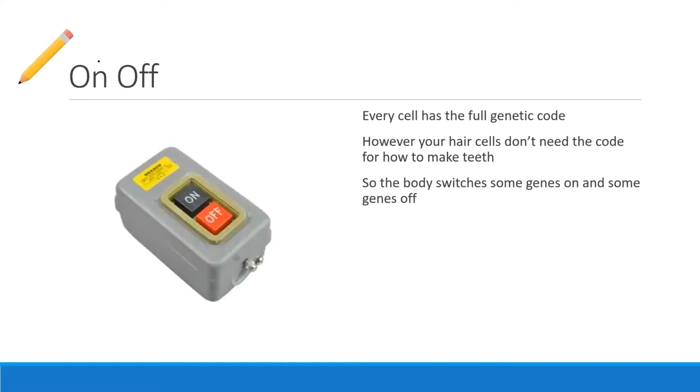Last but not least, I said that cells obviously don't read the whole genetic code, they only read the parts that they're interested in. Hair cells are only going to read the parts of the code that talk about hair. Skin cells are going to read the parts of the code that talk about skin. Blood cells are going to read the parts of the DNA about blood. Ultimately we switch off genes we're not interested in.